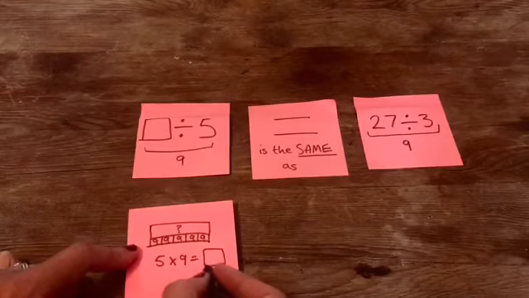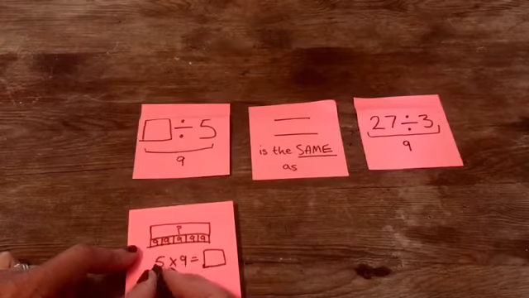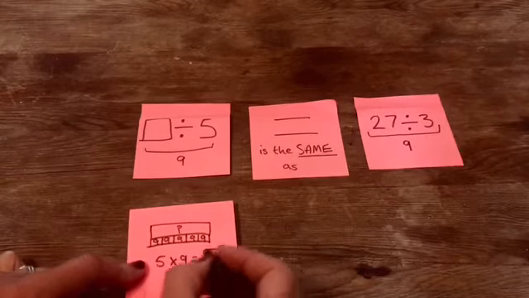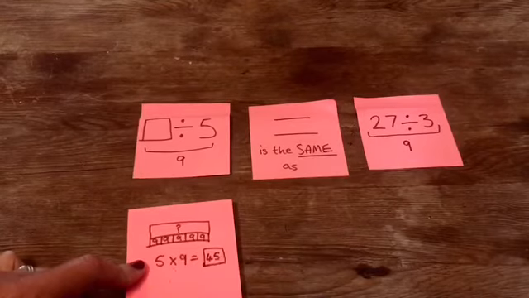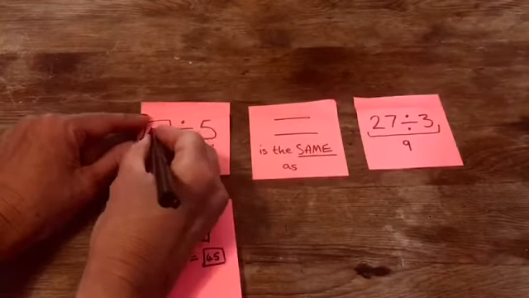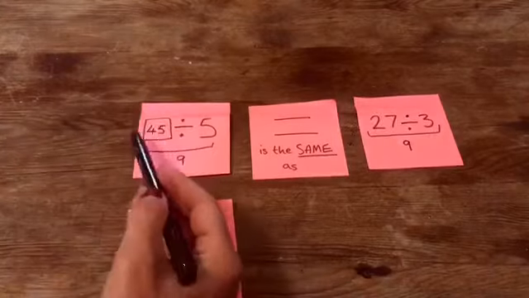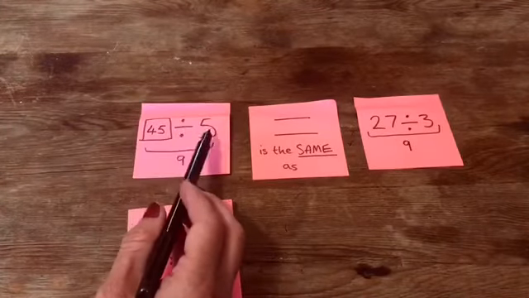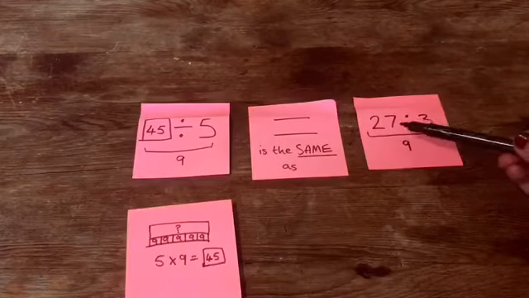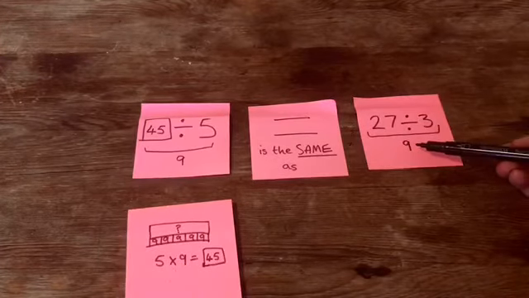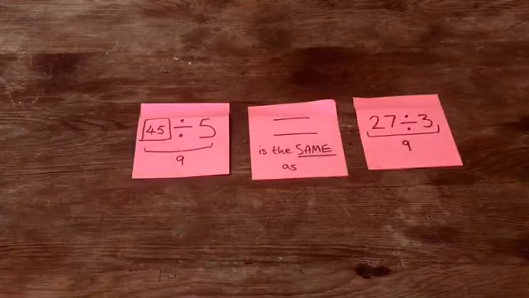5 lots of 9. If you don't know it, you can count on your fingers 9 lots of 5. Or if you're practising your 5 times table, you will recognise that's 45. As soon as you put that in, it should start to make sense, because if you've got 45 and you divide that by 5, that gives you 9, which is the same as having 27 and dividing that by 3, which is 9. Both sides are the same.